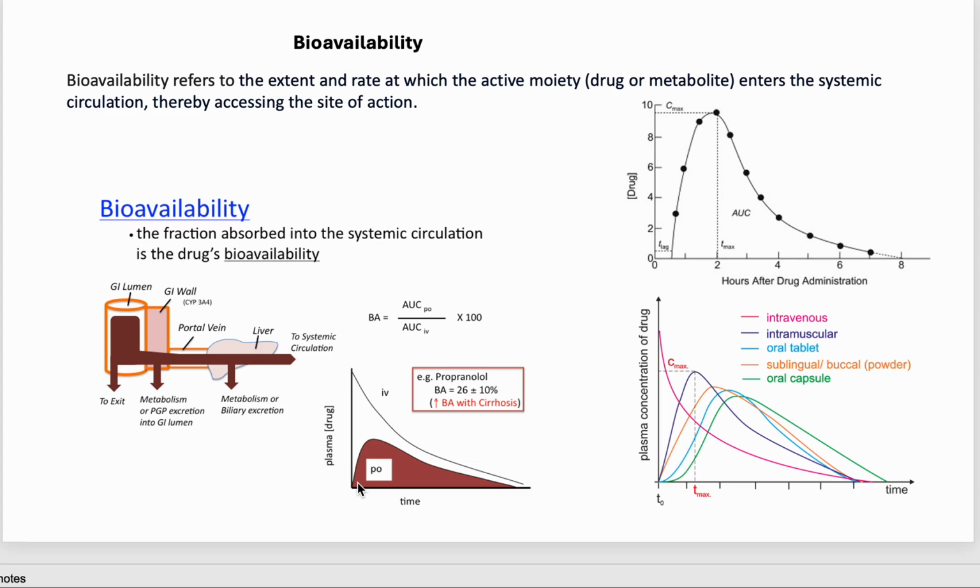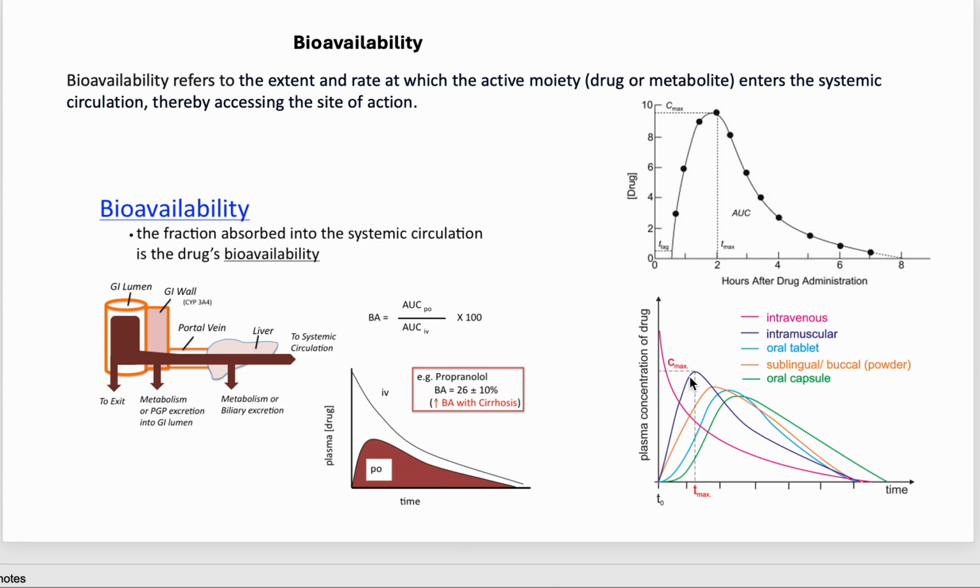You see here, this is for oral administration, in the case of this particular medicine, propranolol. So this is for bioavailability, and the area under curve for oral administration, and this is in case of IV. When you calculate BA, you calculate the area under curve for oral administration divided by the AUC under IV, multiplied by 100.